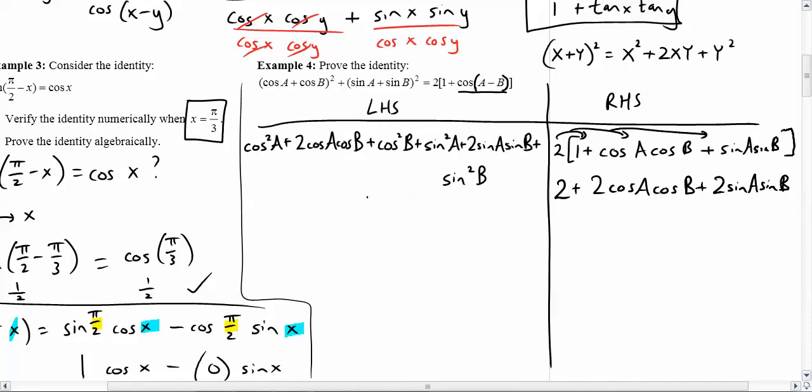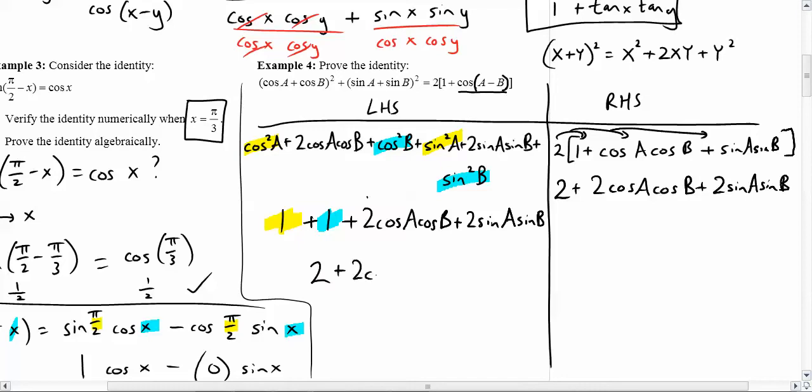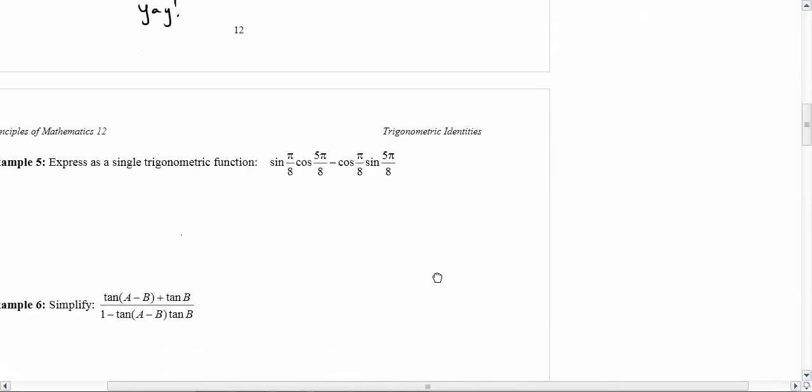Now let's see what happens on the left-hand side. We have some magic. Cosine squared A plus sine squared A is 1. Cosine squared B plus sine squared B is another 1. And then we have 2 cos A cos B, 2 sine A sine B left over. And 1 plus 1 is 2. Look at that. It's the same as the right-hand side. Yay! That looked really complicated at first. That turned out to be pretty nice and easy. So that sine squared plus cos squared equals 1 is such a useful formula.